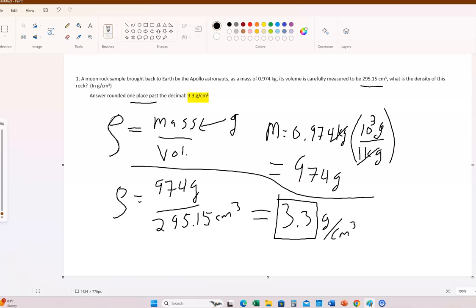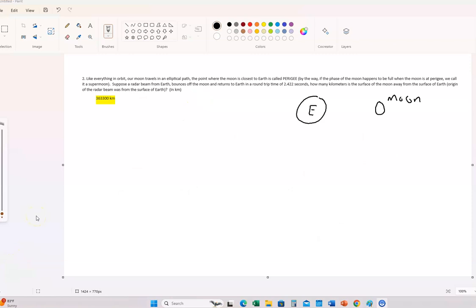All right, let's go to the next one. Here's the next problem. Like everything in orbit, our moon travels in what's called an elliptical path. It gets closer and further from the Earth, so slightly closer and slightly further. The point where it's the closest to the Earth is called the perigee. This is just some extra information.